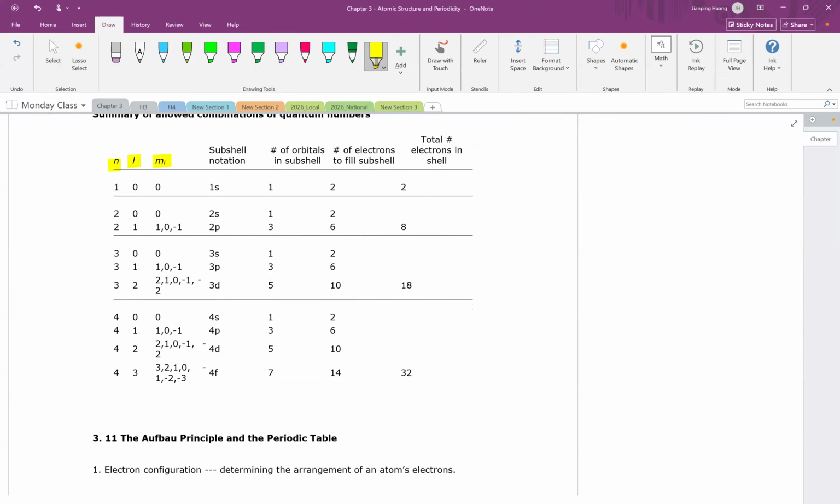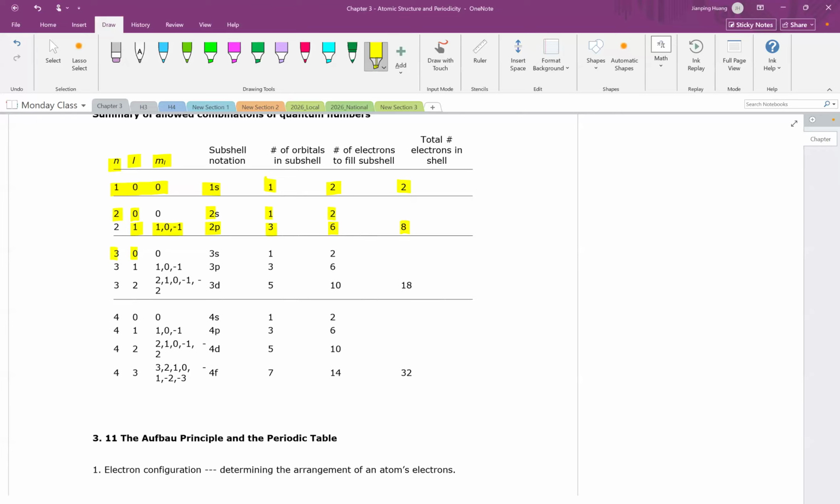We did N, L, ML. We reviewed before. So here is what? 1, 0, 0. It's 1s. You have 1 subshell. You have 1 orbital, 1s, you can hold 2 electrons. So you get total electrons 2. Now move on. N equals 2. L could be 0, 1, 2s, 2p. ML is 3 orbitals. The total orbitals, how many? 1 plus 3, it's 4. Electrons, 2 plus 6, 8. So here it's 8.